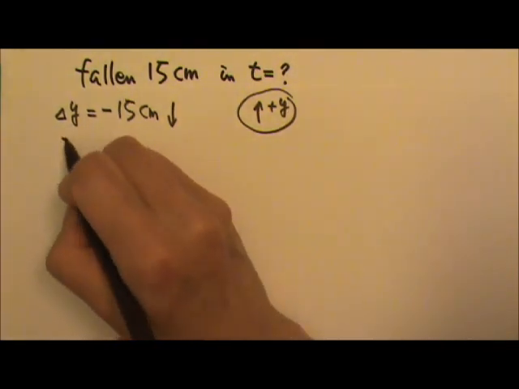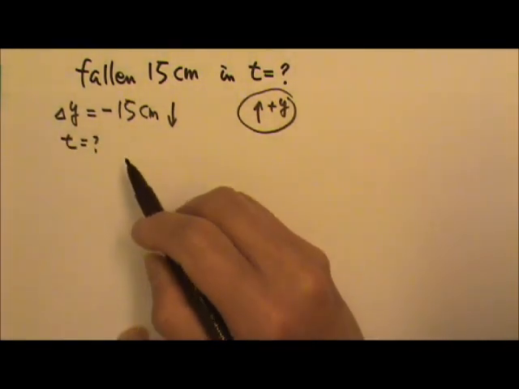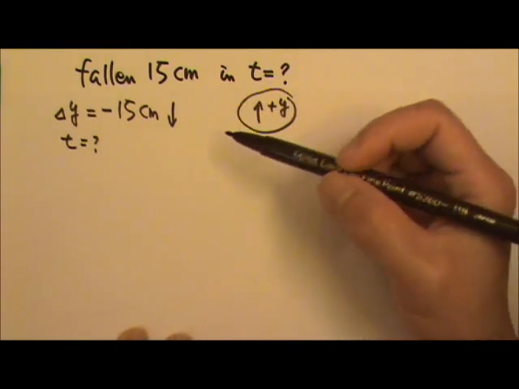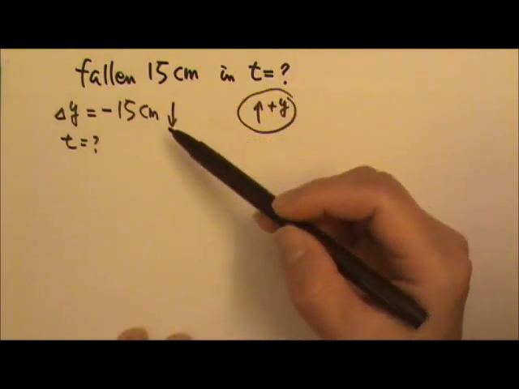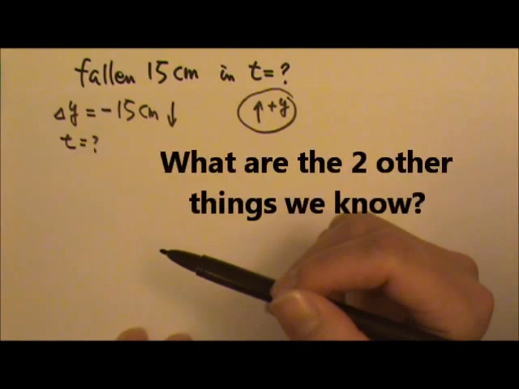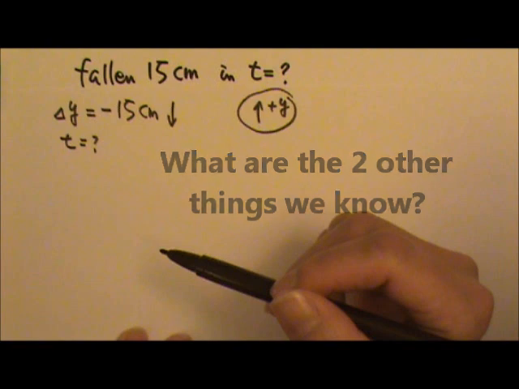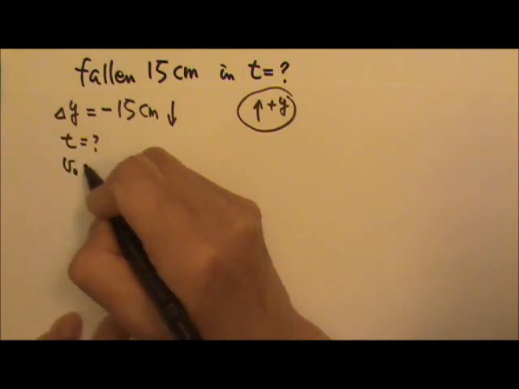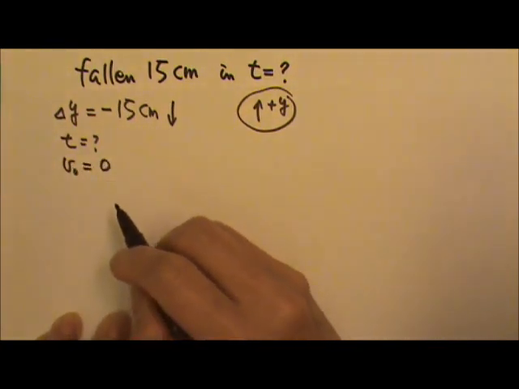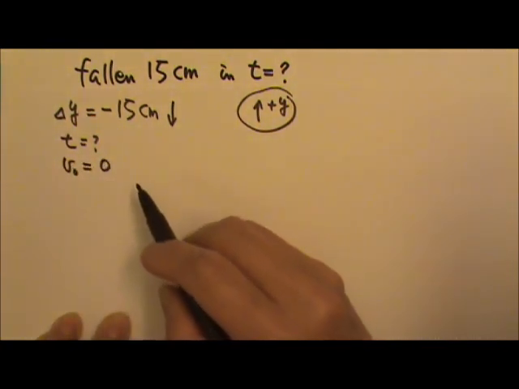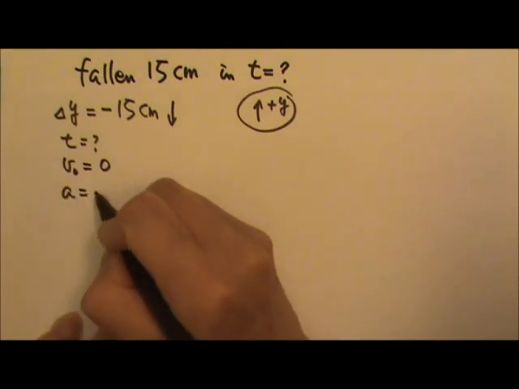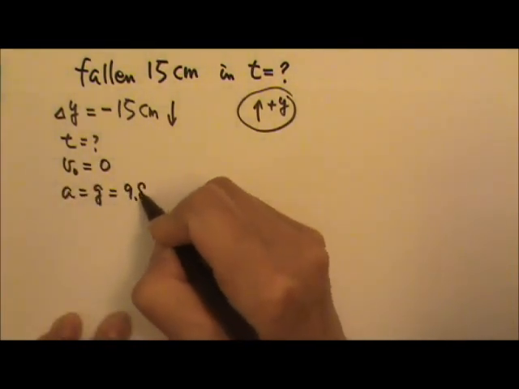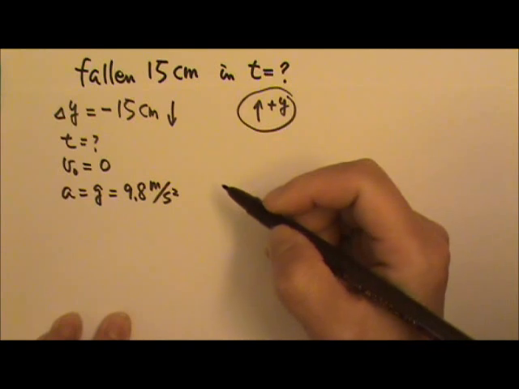We're looking for time t. For constant acceleration motion, we need to know three things. What are the two other things we know? We know that the meter stick was dropped from rest, so the initial velocity is 0. And for falling objects, we know that the acceleration is g, the 9.8 meters per second squared.